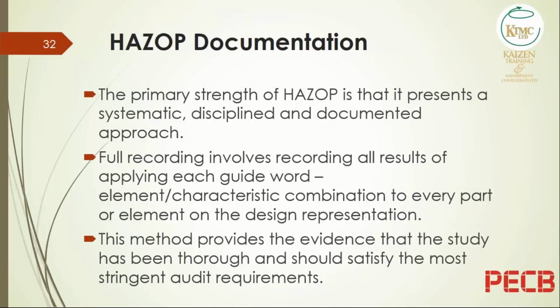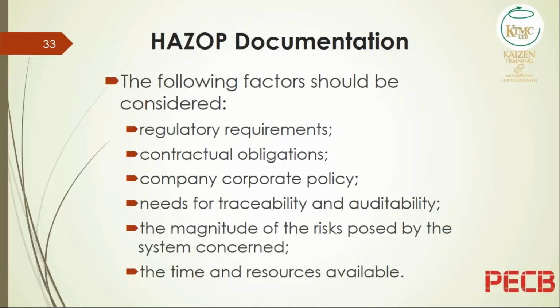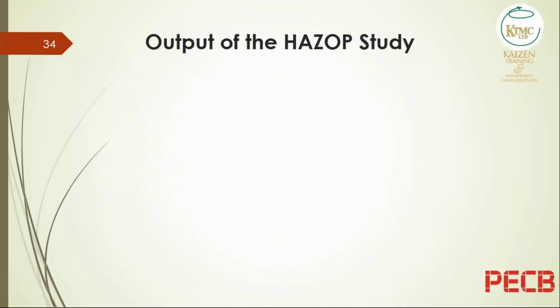It's important because in some jurisdictions, an organization might need to be able to demonstrate due diligence to regulatory authorities that, in fact, they have done a detailed study, a detailed risk analysis. And this method, HAZOP, is key. So the following factors should be considered: regulatory requirements, contractual obligations, company's corporate policy, the needs for traceability and auditability, the magnitude of the risk posed by the system concerned, and of course, the time and resources available.